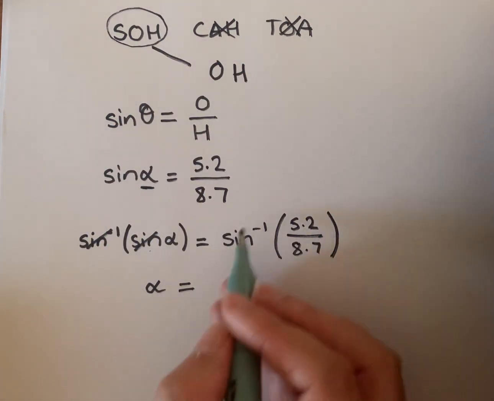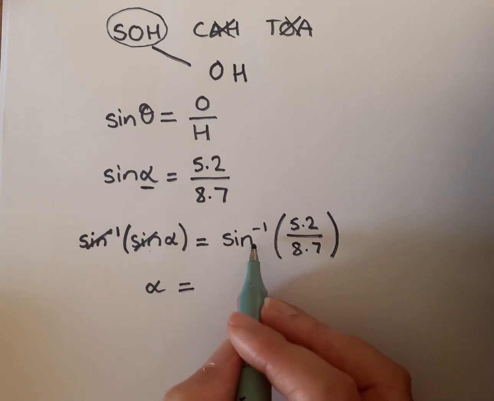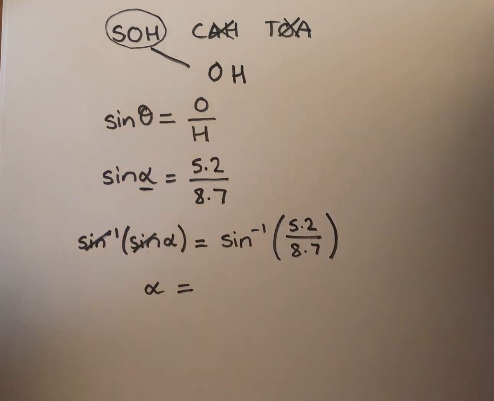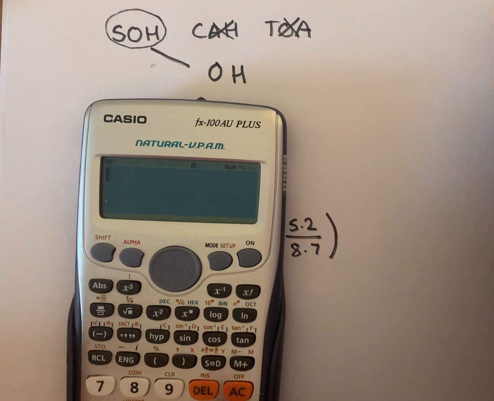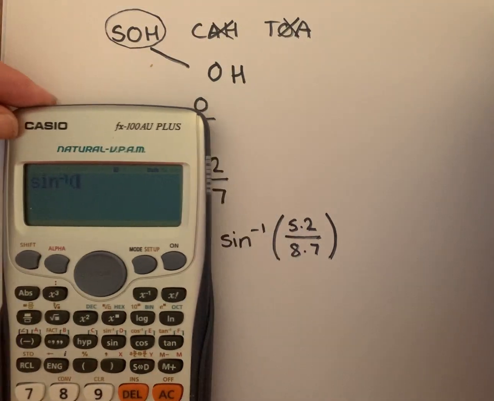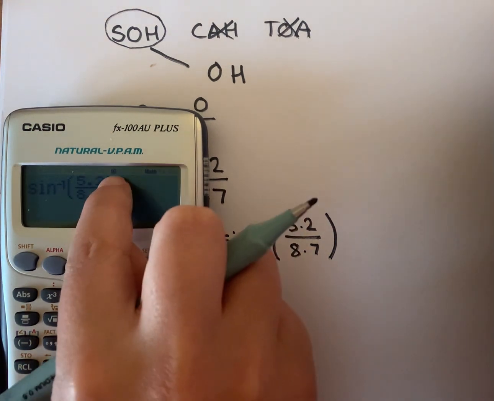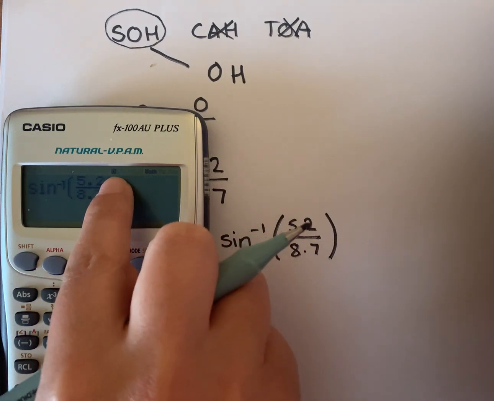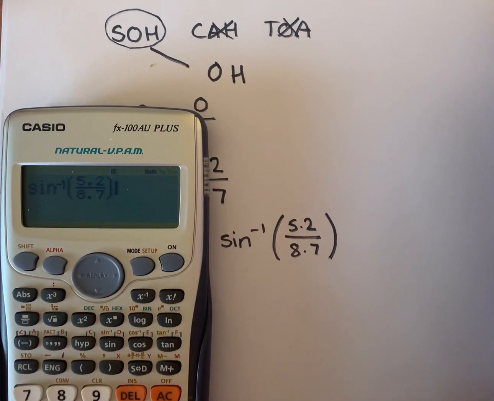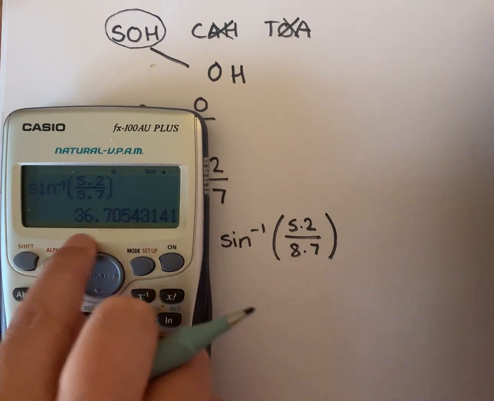And we just need to do this expression on the calculator. We know this is a button on the calculator. All we need to do is press shift and then the sine button and we get our inverse sine there. And in brackets, we've got 5.2 over 8.7. Put that bracket on properly. And we need to make sure our calculator's in degrees mode, by the way, not radians. So make sure you've got a little D up there. Press equals, and this is the size of our angle.